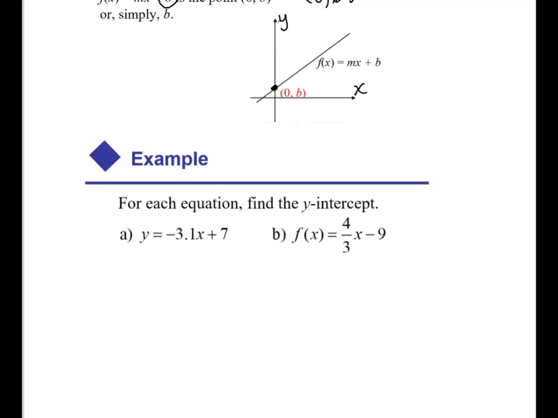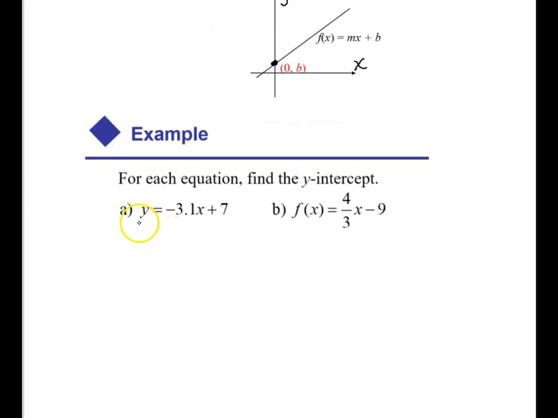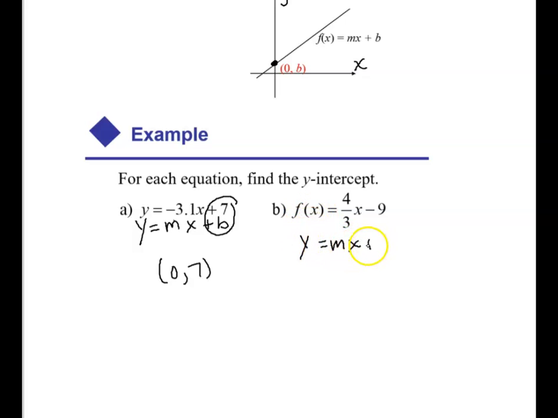So for each equation, find the y-intercept. So y equals mx plus b. Well, the y-intercept would happen at positive 7. x is 0 there, so the coordinate would be 0, 7. f of x is a fancy way of saying y. This time, our y-intercept is negative, but the x-coordinate is always 0 there, so 0, negative 9 would be where it crosses the y-axis.